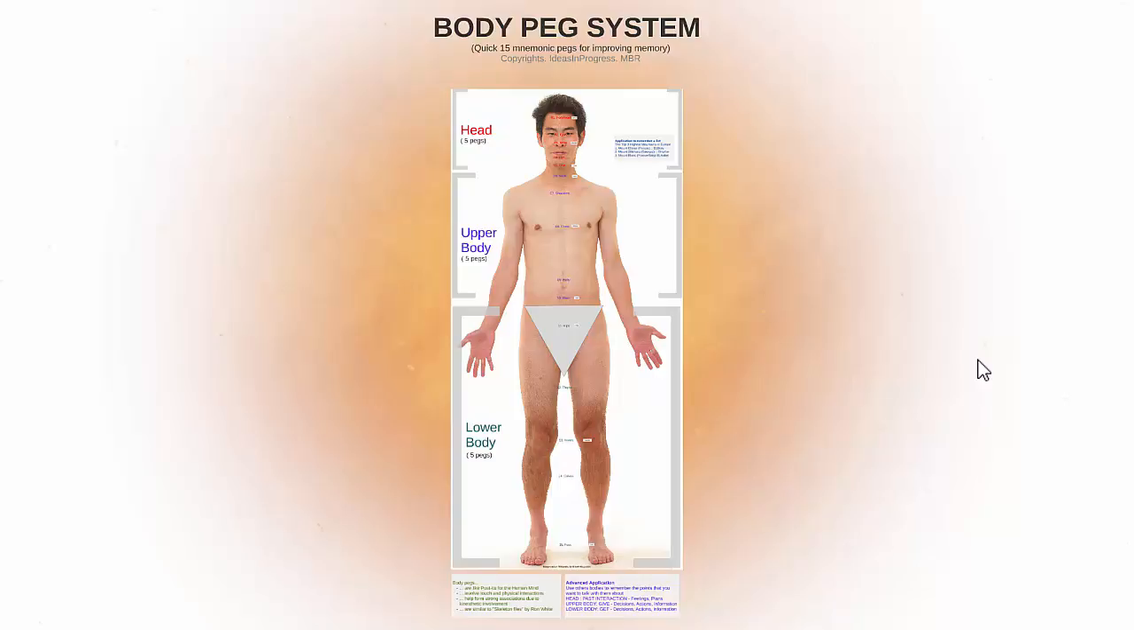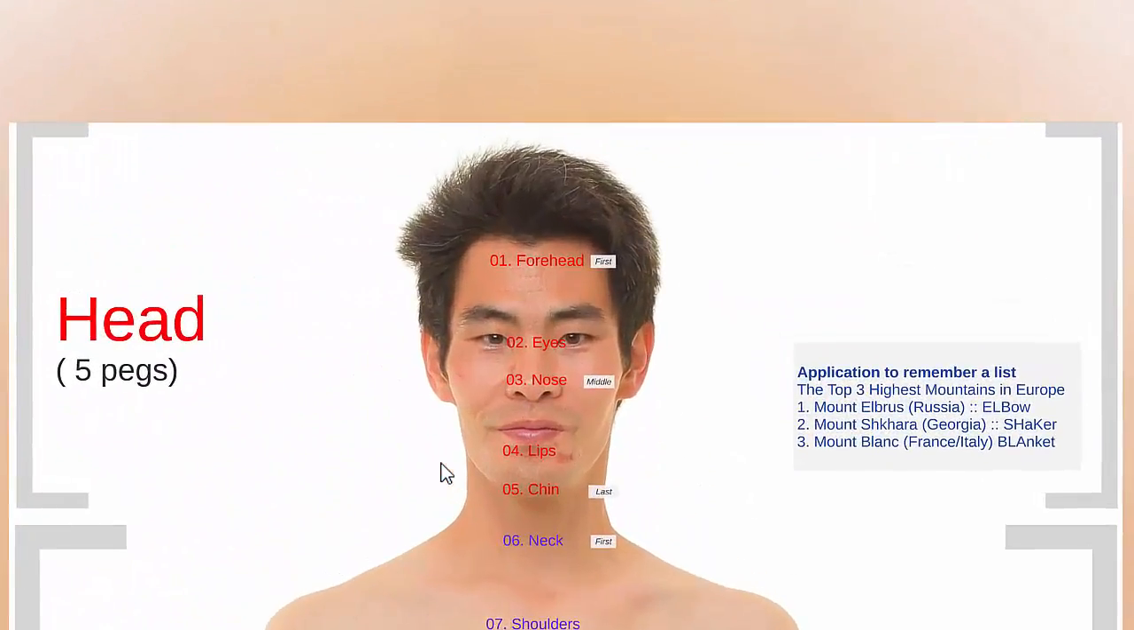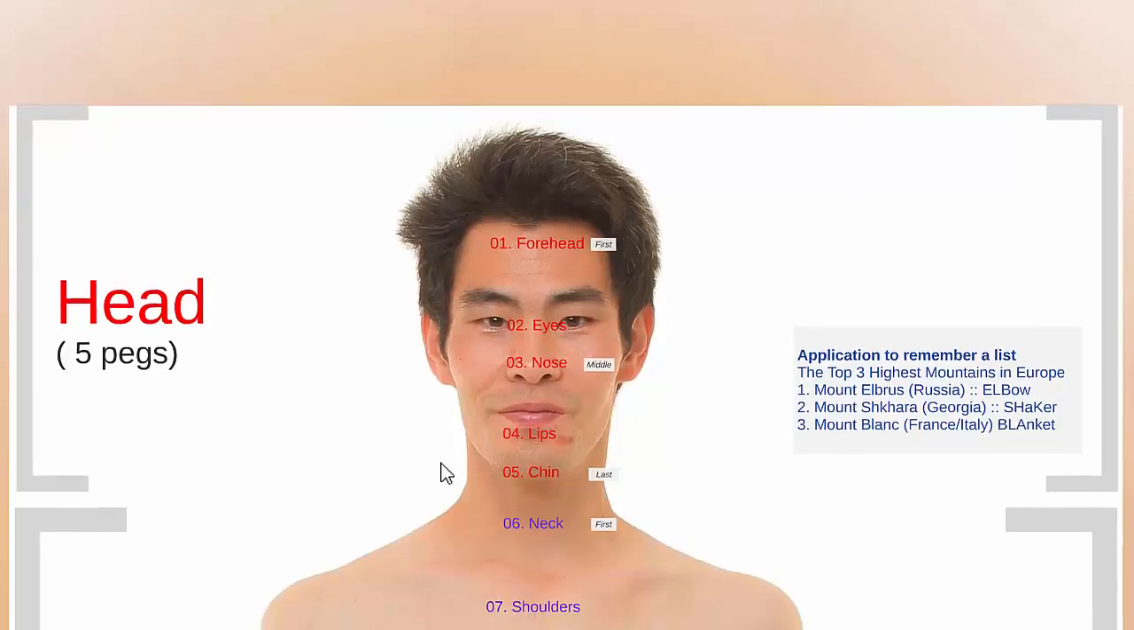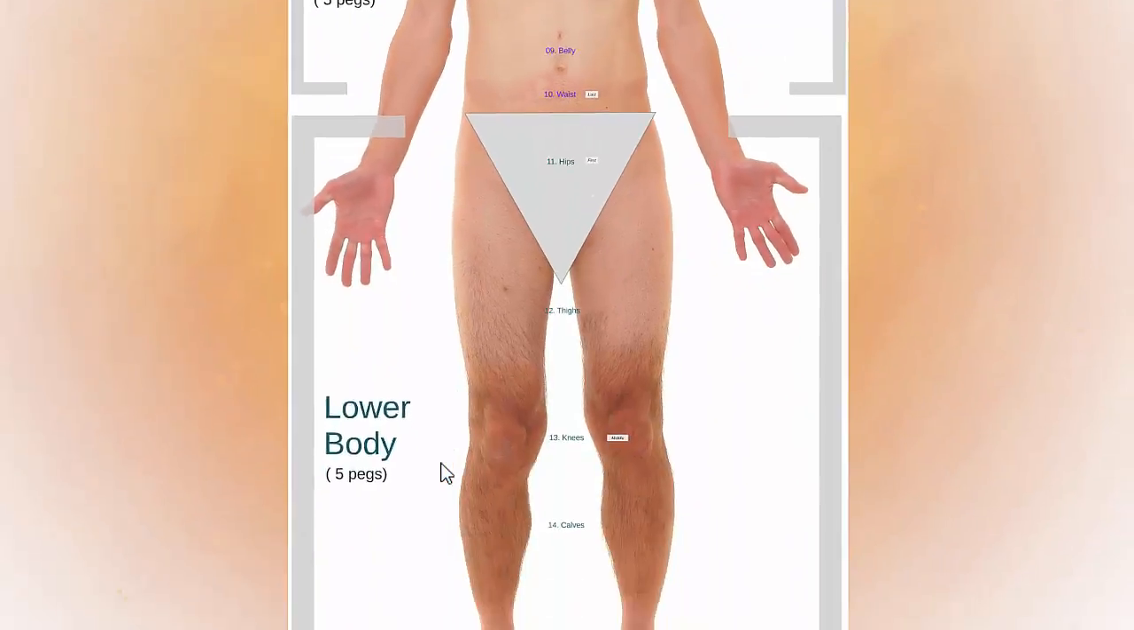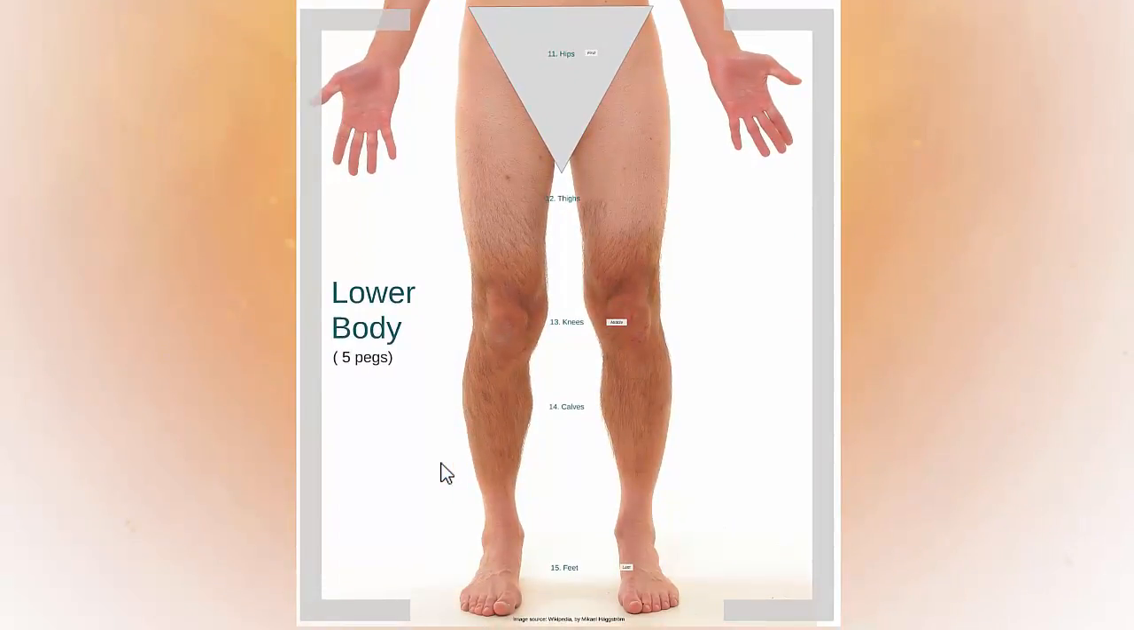We can identify and cluster the body parts into three groups. The first group is head, then upper body, and then lower body. Within head, we identify 5 body parts, and therefore we can have 5 body pegs from head. The next, pegs from upper body, and then 11 to 15 in lower body.